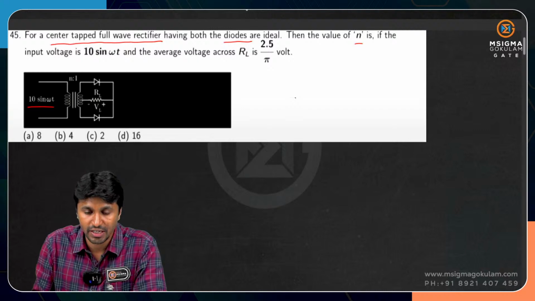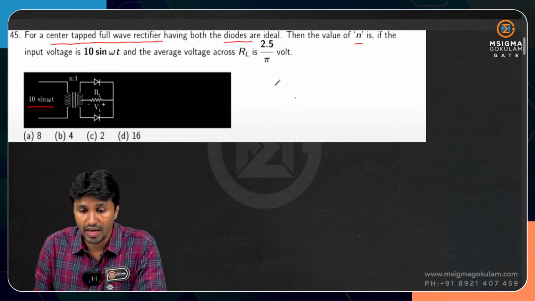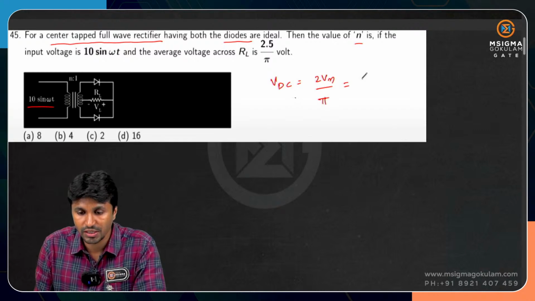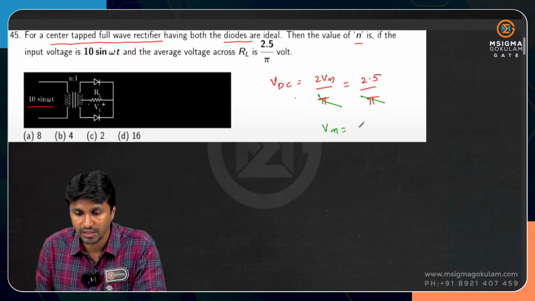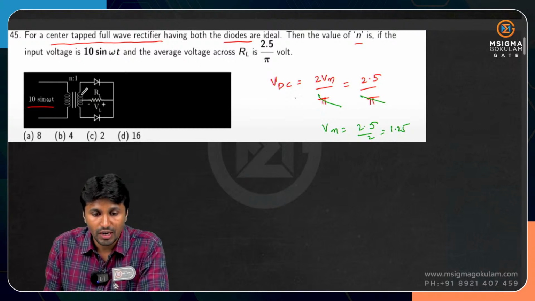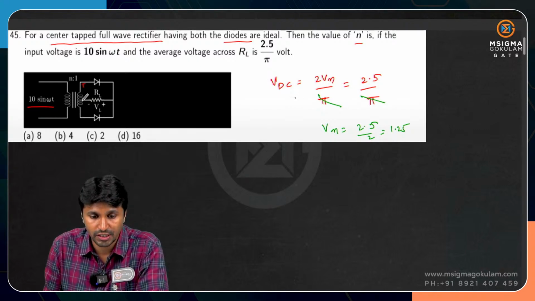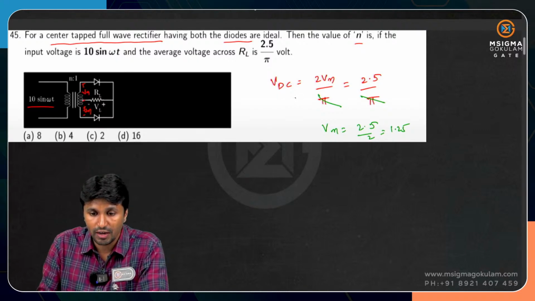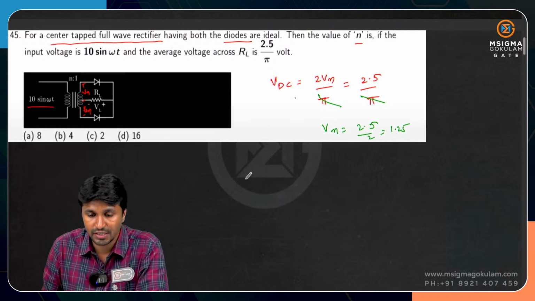We know that in the case of the full wave rectifier, the average voltage is nothing but 2 Vm by pi, right? So this is equal to 2.5 by pi. You can clearly see that pi and pi will cancel, so therefore Vm is nothing but 2.5 by 2, which is 1.25, right? So in the case of the full wave rectifier, this is Vm, and this is also equal to Vm.